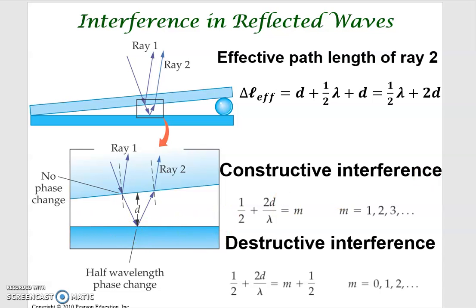So now we have to calculate two things, which are the path difference and the phase change. Now I'm going to define a quantity called the effective path length. What is the effective path length? It is the effect due to the path difference and also the phase change. For ray 2, apparently, it will travel a further distance of 2 times d.